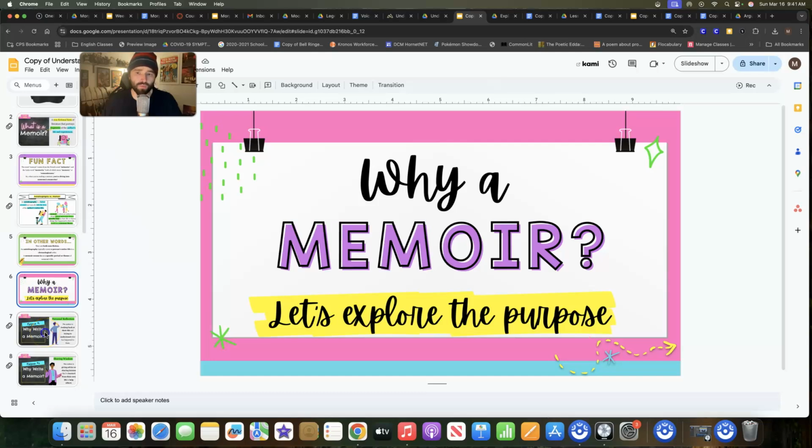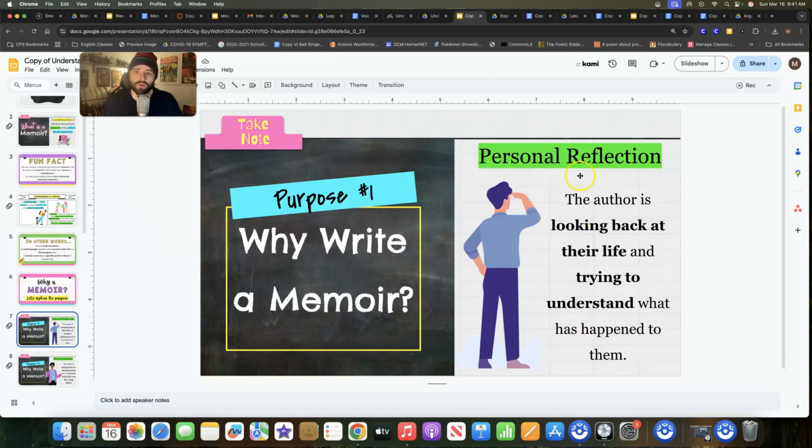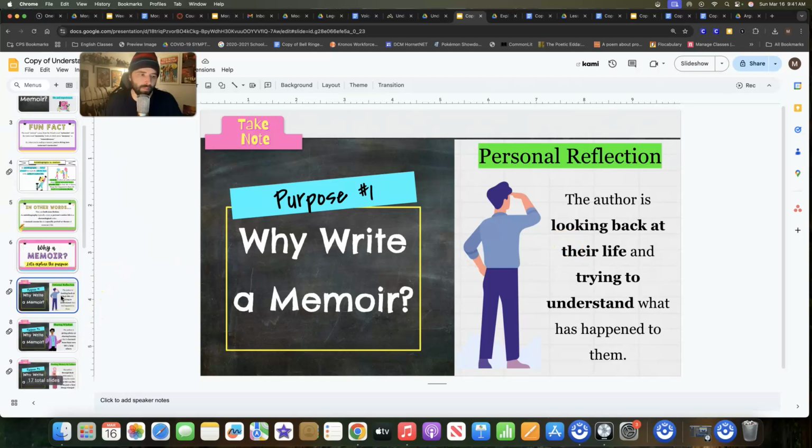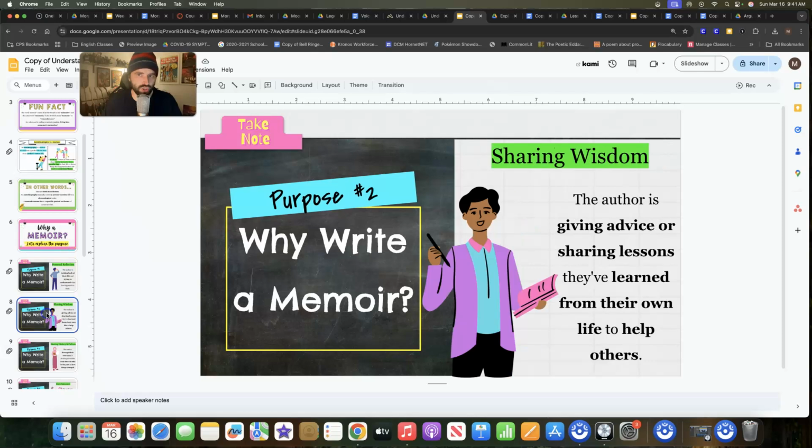So memoirs are a personal reflection. The author is looking back at their life and trying to understand what has happened to them, just like they would in an autobiography. It's just a shorter part. Why would we write a memoir?